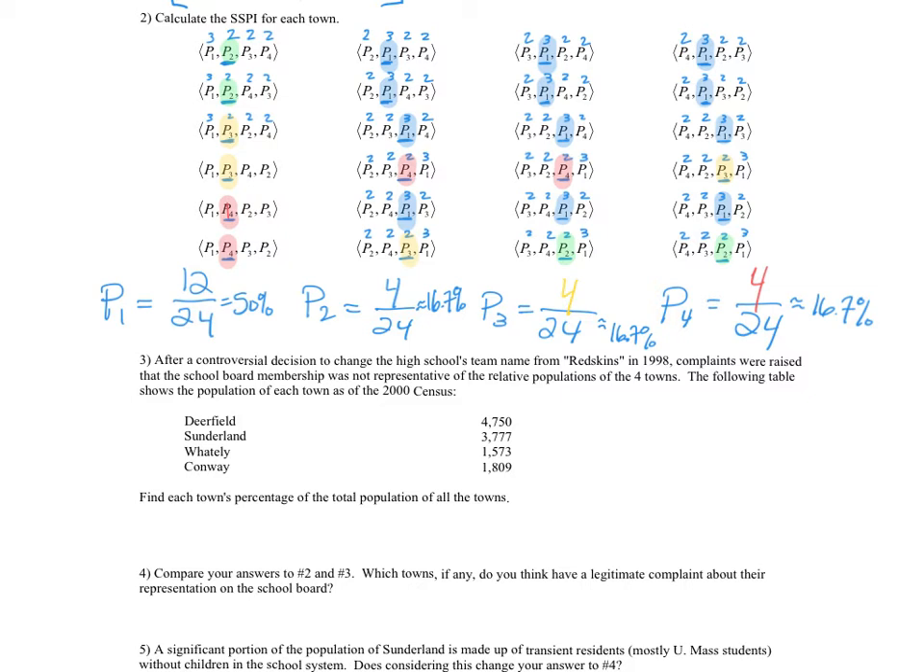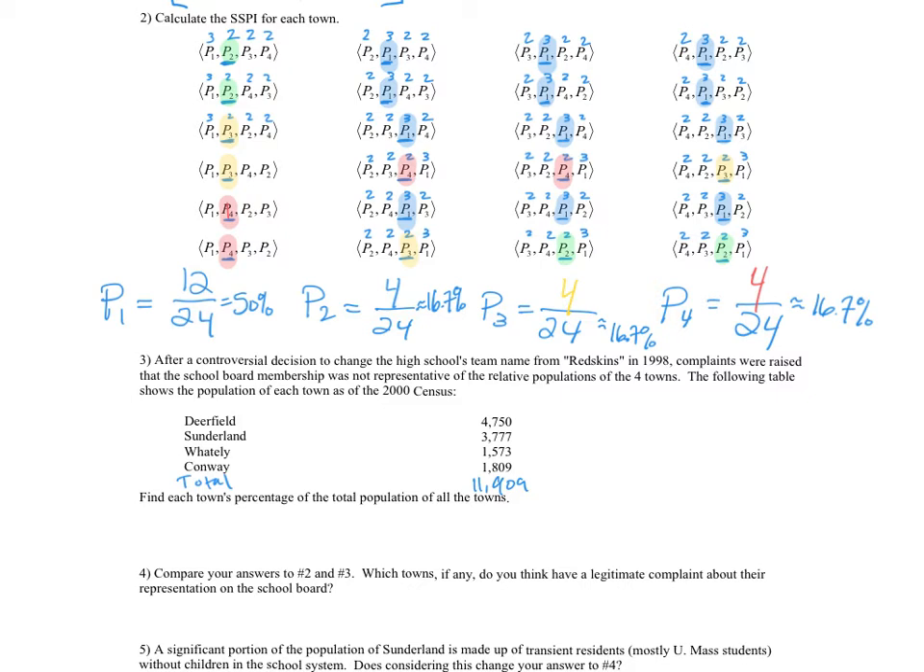So first, I need to know the total population of all 4 towns. So I'm going to add these together, 4,750 plus 3,777 plus 1,573 plus 1,809, and we get 11,909 residents in all 4 towns combined. So each town's percentage you calculate by doing their population divided by the total.